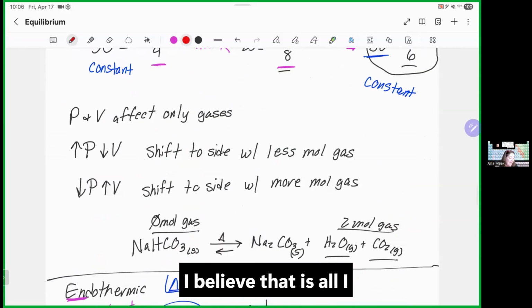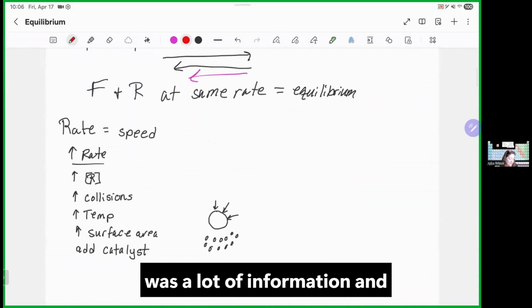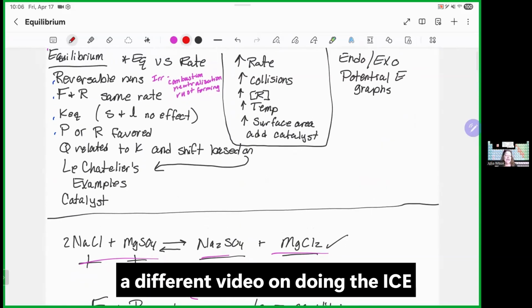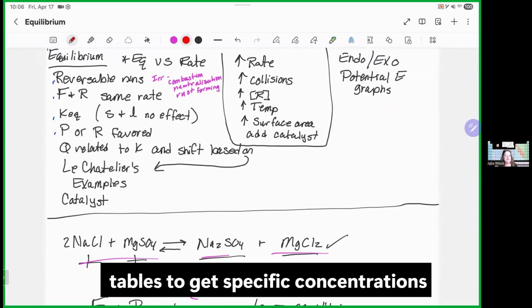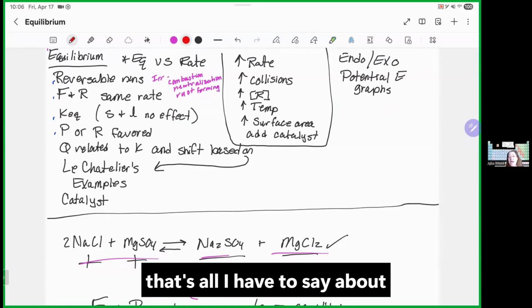So I believe that is all I have to say about equilibrium. That was a lot of information. And like I say, I will do a different video on doing the ICE tables to get specific concentrations and so on. Okay, so yeah, that's all I have to say about equilibrium today.